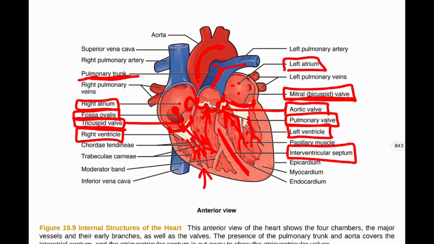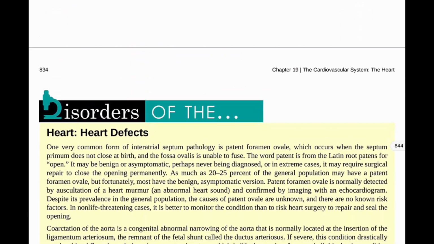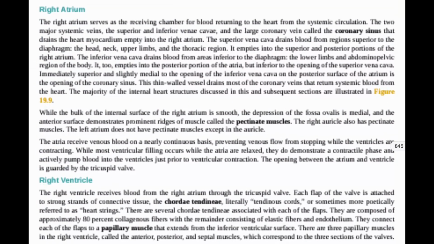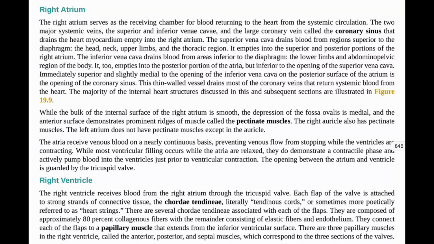All right, so we're going to skip through that, and we're going to take a closer look at our atria. So first we're going to take a look at our right atrium. So the right atrium serves as the receiving chamber for blood returning to the heart from the systemic circulation. We've kind of talked about that already quite a bit. The 2 major systemic veins, the superior and inferior vena cava, and the large coronary vein called the coronary sinus that drains the heart myocardium empty into the right atrium.